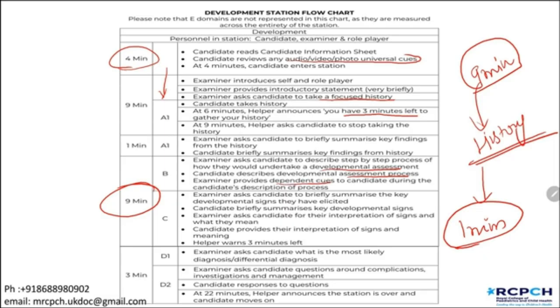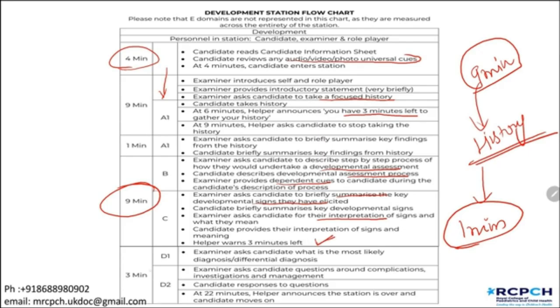After the assessment, the examiner will ask the candidate to briefly summarize the key developmental signs they have elicited. Then the examiner asks the candidate for the clinical reasoning of the signs they have seen. The candidate will provide the interpretation, and the helper will warn at the door that 3 minutes are left.